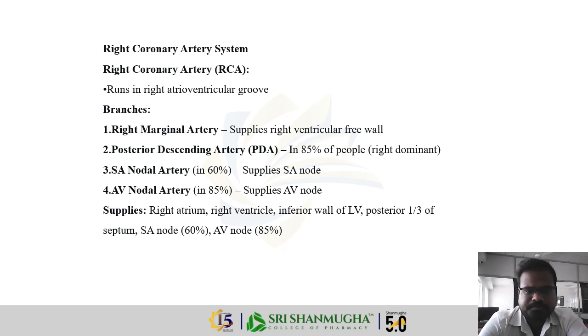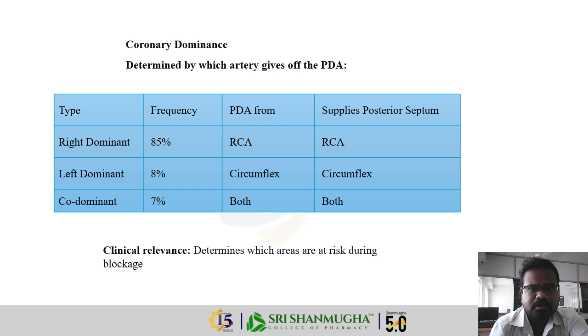So next we will go into coronary dominance, determined by which artery gives off the PDA. Generally, most people are right dominant. As we can see in the table, the frequency is 85 percent, then left dominant only 8 percent. For some of them, 7 percent, it will be co-dominant.